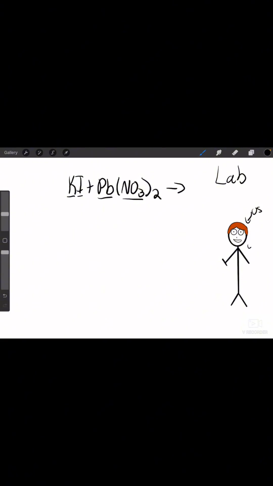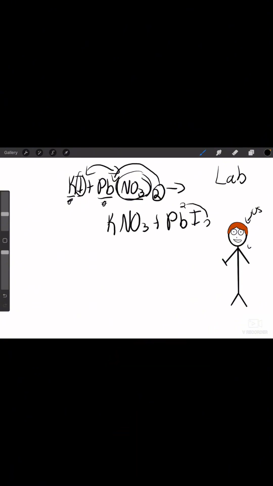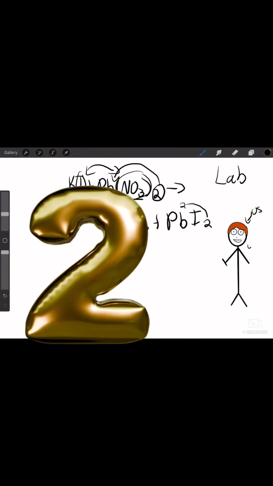Because we have our anions and our cations, we are going to swap our cations, leaving our anions, so we can predict the reactions. Now it's going to give us KNO3, and it's going to give us PbI. Which, as you can tell, is probably not balanced, because this 2 goes to this Pb, which means now this Pb is going to have to go down here, creating PbI2.